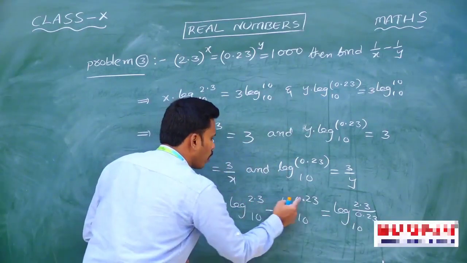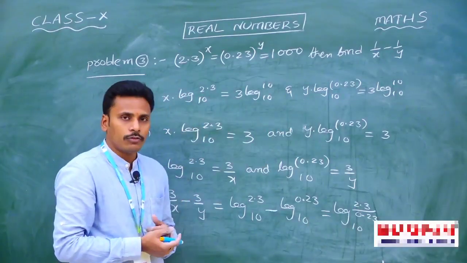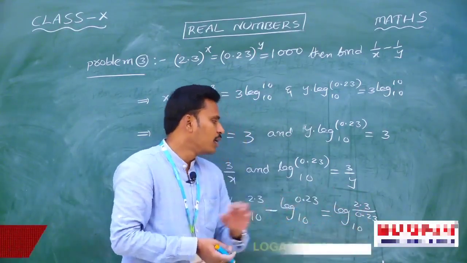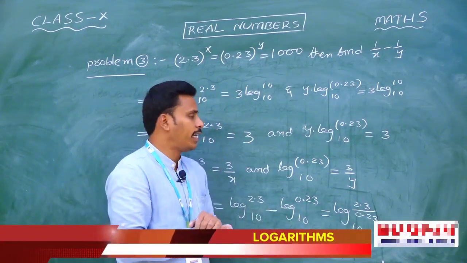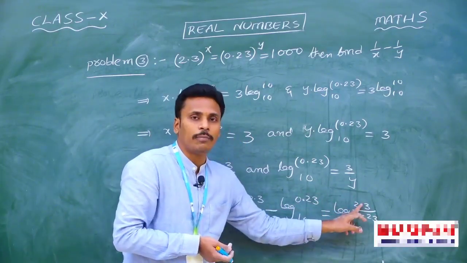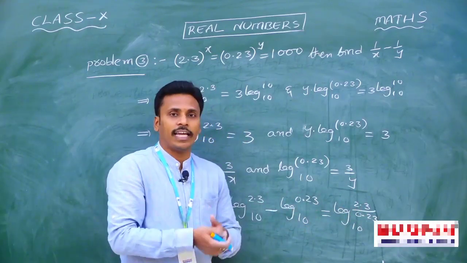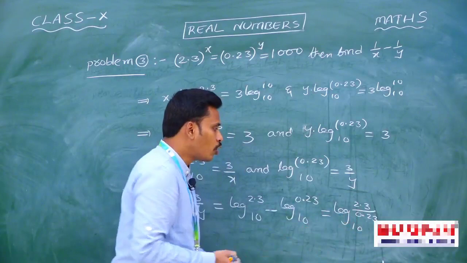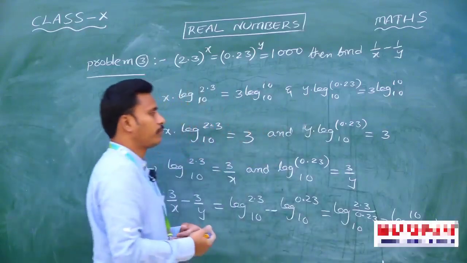Logarithm of the division of these two numbers, 2.3 by 0.23. What do you say about its value? First of all, try to simplify this fraction. 2.3 is how much? 23 by 10. And 0.23 is how much? 23 by 100. On simplification you get again 10. So this value is 10 just by simple calculations of decimals. So this is equal to logarithm of 10 base 10, and that is again 1.